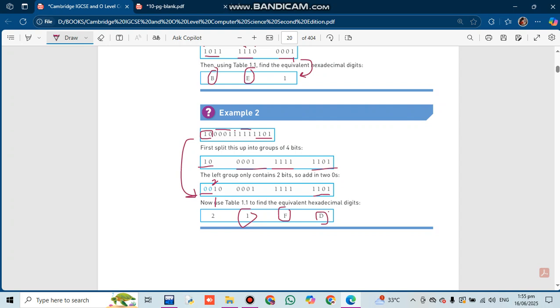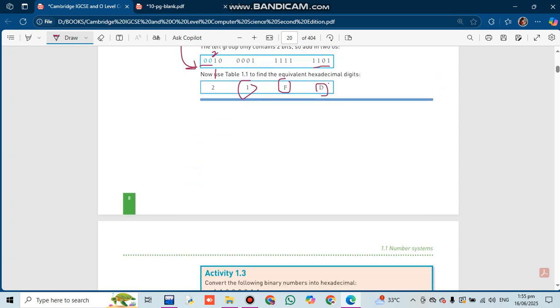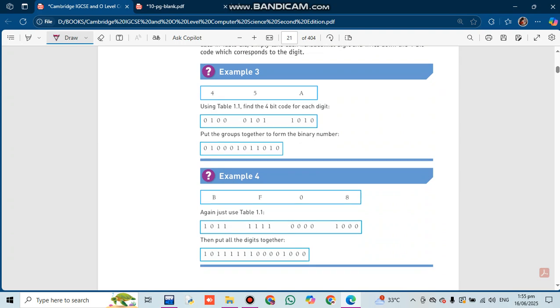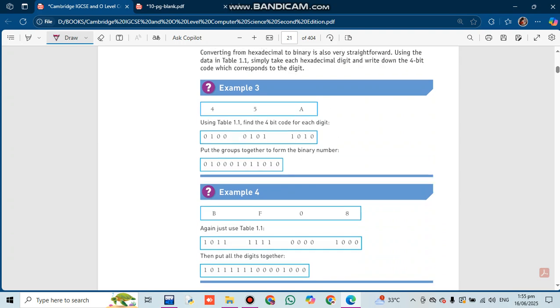Here is another example. If a binary number is given and the bits are missing, how will you complete it, and how will you convert it into the hexadecimal number system? So we are supposed to convert case 2, which is if a hexa number is given, how will you convert this hexa into binary.